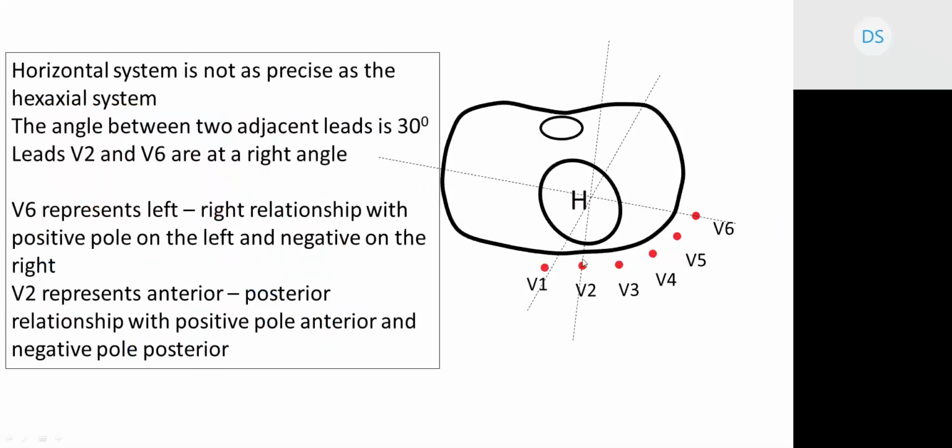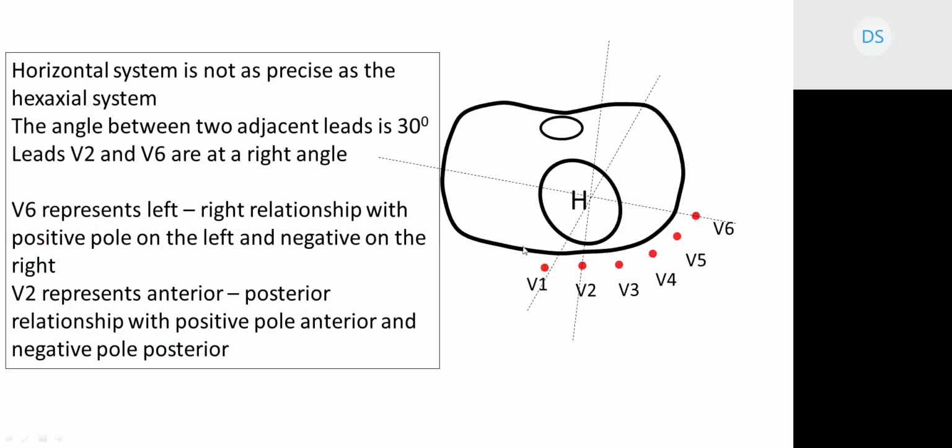This is just a recap of what we had done in the first class. This is the vertebral column, this is the sternum, and this is the heart. So this is an axial cut of the chest. And in the horizontal system, we have the leads starting from V1 to V6. And all of you know that V1 is put on the right parasternal area and V6 comes closer to the mid-axillary line. So all your leads are in this area.